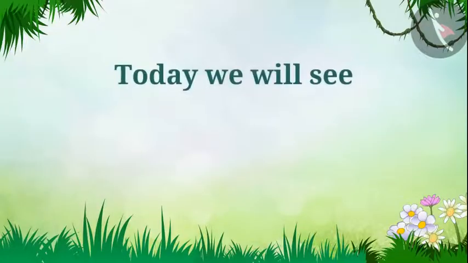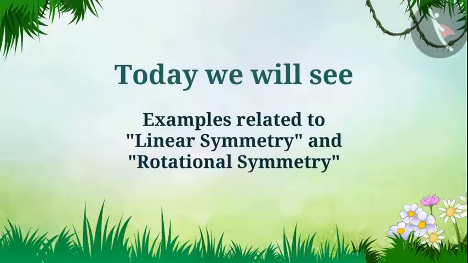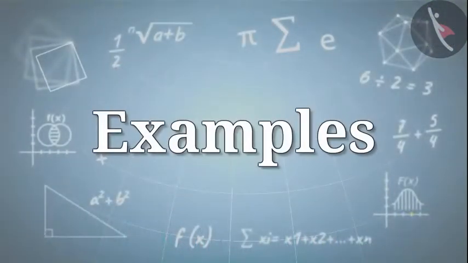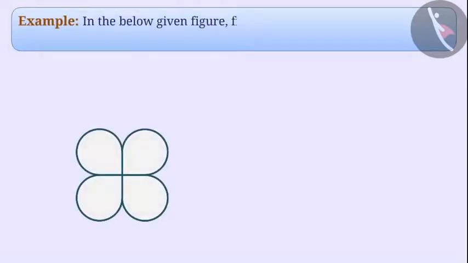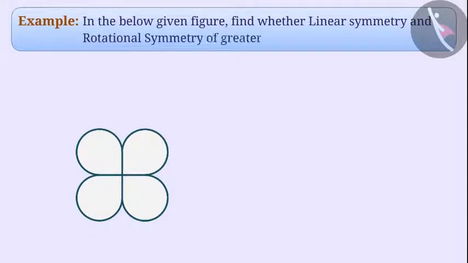Today we will see examples related to linear symmetry and rotational symmetry. In the below given figure, find whether linear symmetry and rotational symmetry of greater than order 1 are there or not.